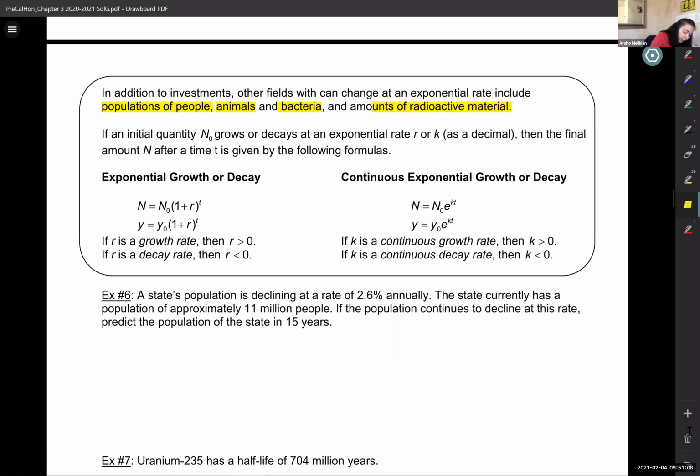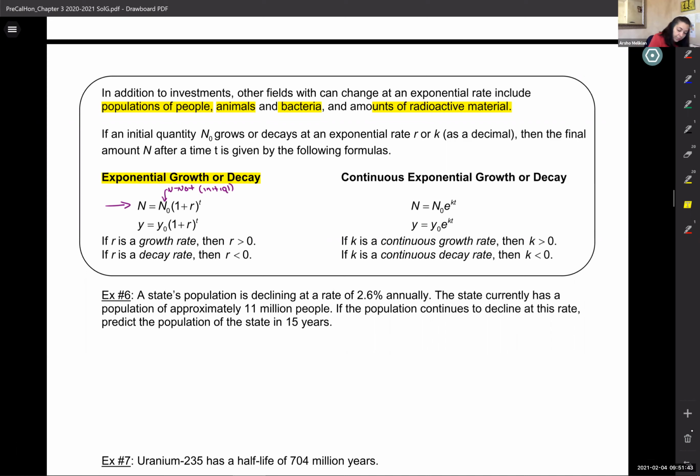So here we go. We have the formula for exponential growth or decay. All right, this is the notation your book uses. N equals N naught, 1 plus R to the T. This is N naught, N subscript 0. In math or science, when you have subscript 0, it means initial. Okay? So you can have N naught, I naught, V naught, F naught, whatever.